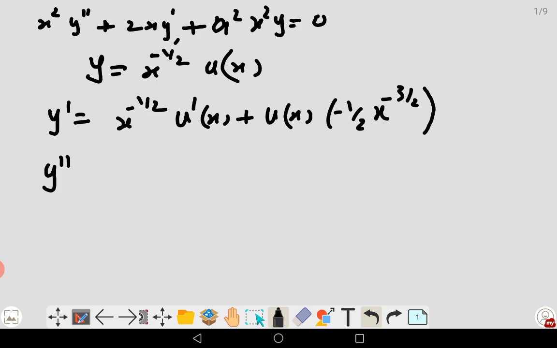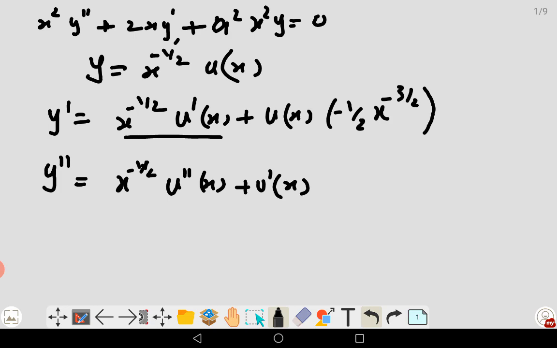We can find y double prime. Use the product rule again here. You can keep the x power negative half as it is and differentiate u double prime of x. Keep u prime of x, differentiate x power negative half, this is negative half x power minus 3 by 2.